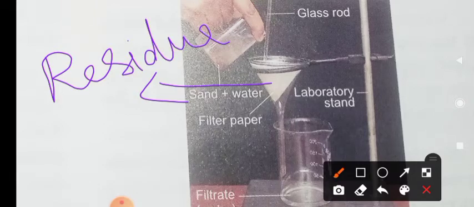Residue, residue. Do you understand? And the liquid is collected in the beaker kept below the stem of the funnel, and that is called filtrate. That is called what? Filtrate. So this is the filtration method.